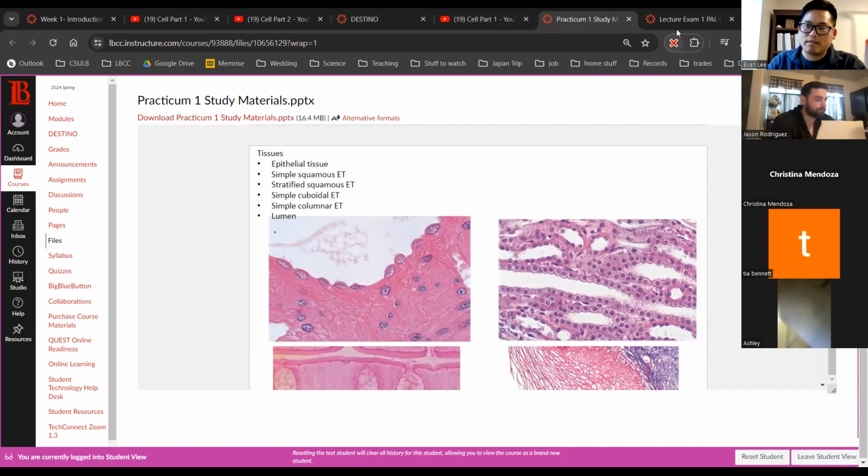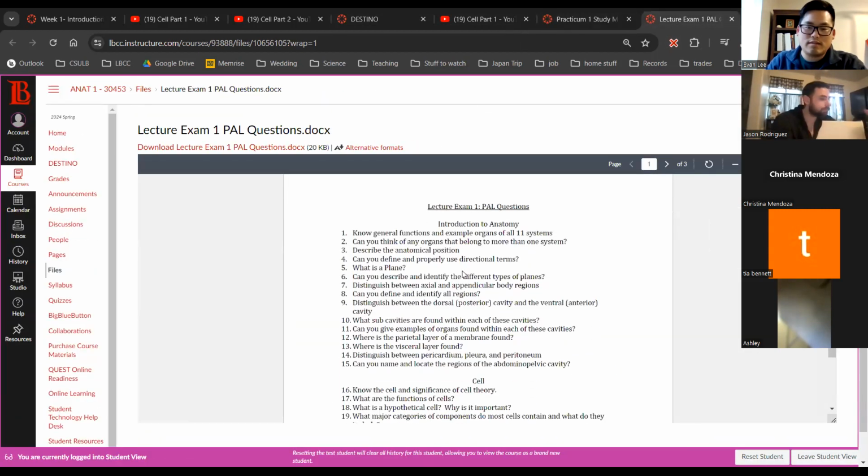So these are the practicum study materials, but then also the study guide, or for the lecture exam, this is what I call the PAL questions. So the PAL questions, you can see, it's not going to be super extensive. I don't want this to be like 20 pages or anything, but some of these questions are basically just helping to make sure that as you go through the lectures, you are getting the gist of it. Are you understanding what you are supposed to be getting from these lectures? And once again, if you can answer these questions, then this should be very helpful for doing well on the lecture exams.